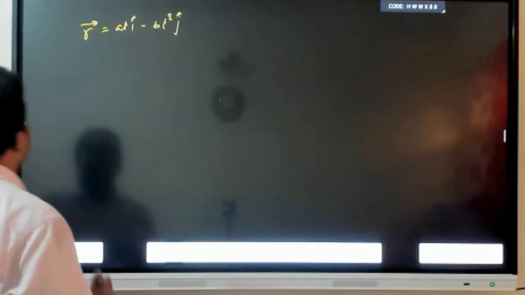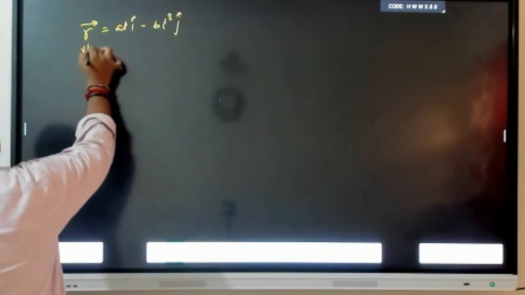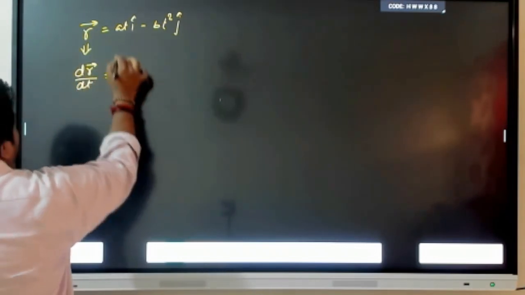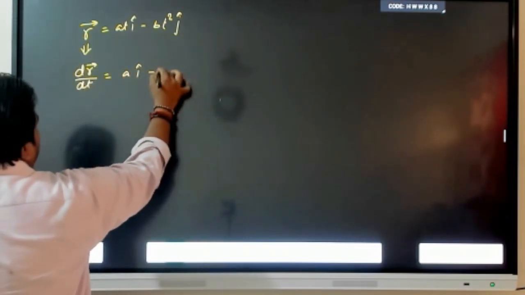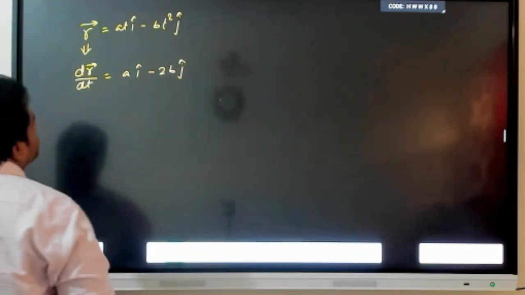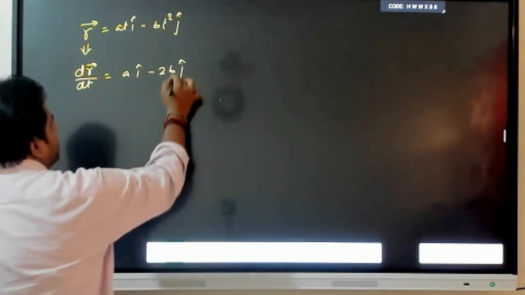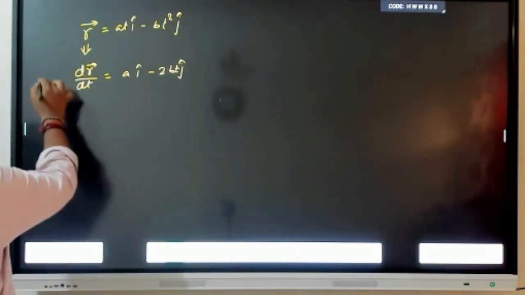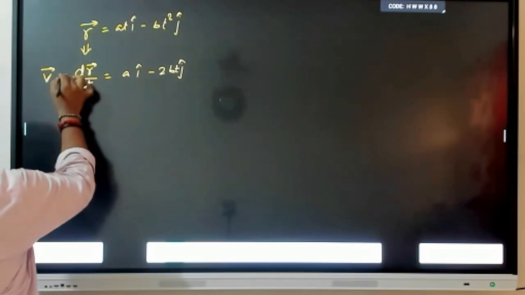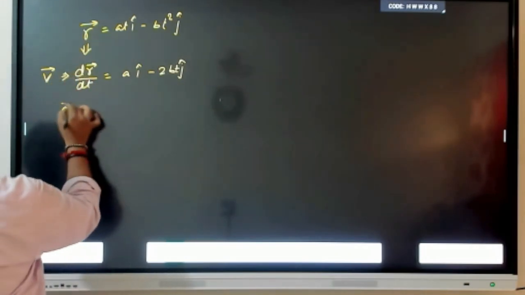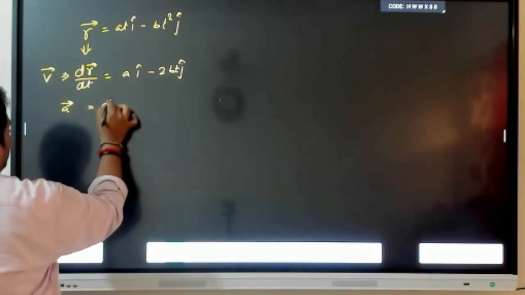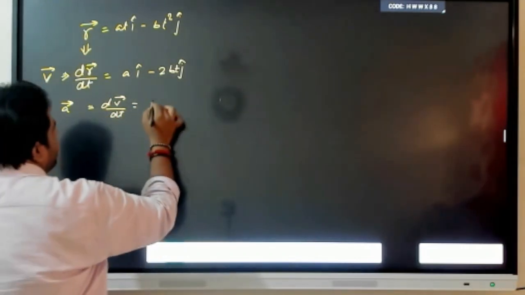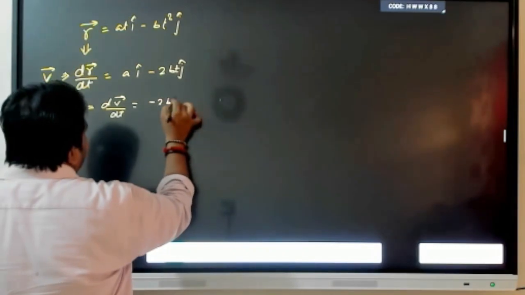So what are we going to do? We are just going to differentiate it, guys. dr upon dt will be written as a i cap minus 2bt j cap, right? And so this becomes what? Velocity vector. If I am talking about the acceleration vector, it is nothing but dv vector upon dt. So it will be written as minus 2b j cap.